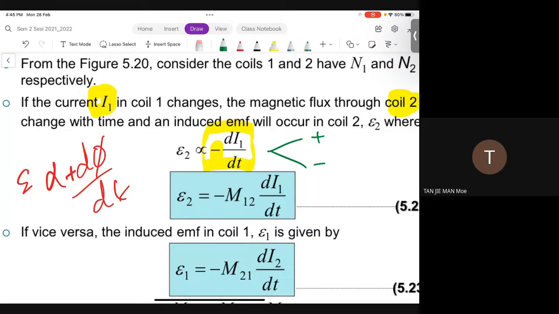So if you get a positive EMF, it means it is decreasing, because when decreasing, the negative and negative cancel, so you get a positive answer. So your EMF is positive, meaning your di over dt is decreasing. But if your EMF is negative, meaning your di over dt is increasing, you will get a negative value. So only this can be positive or negative.